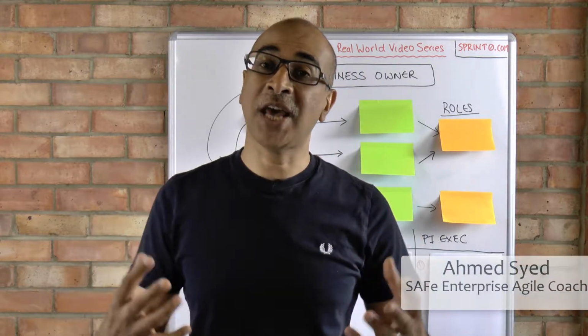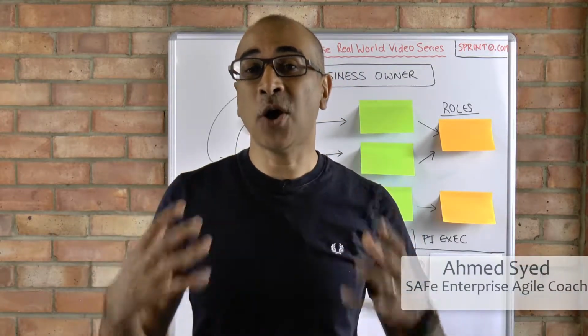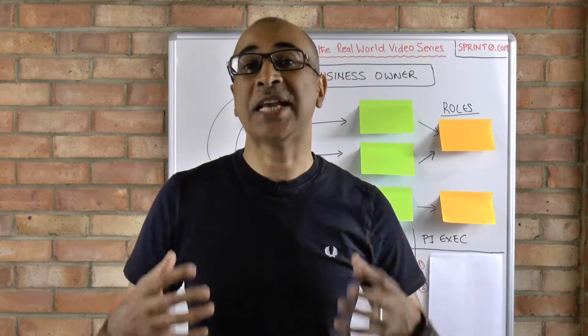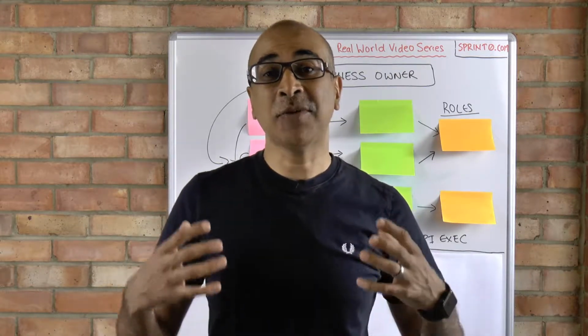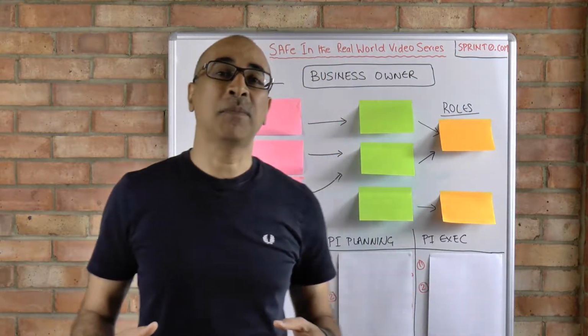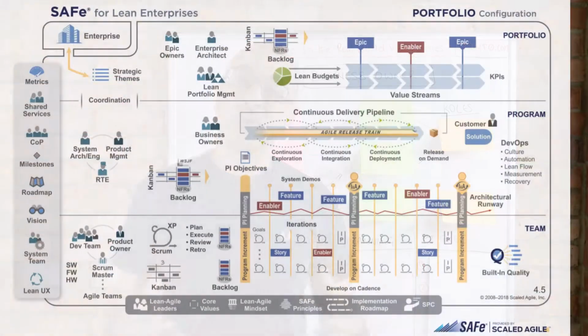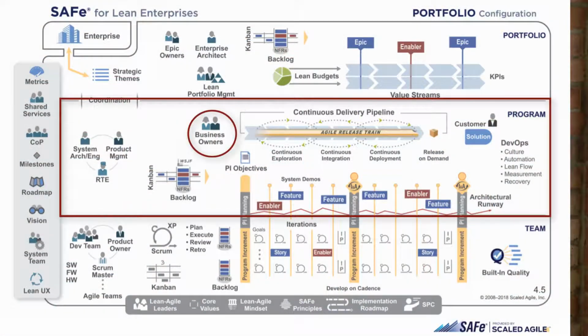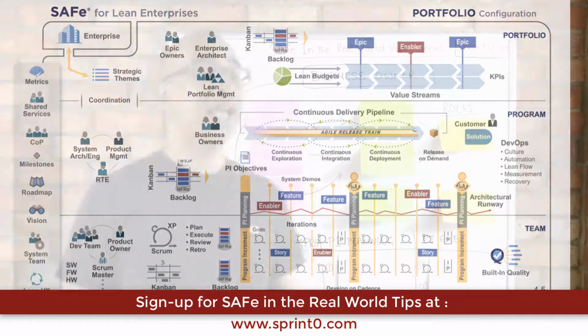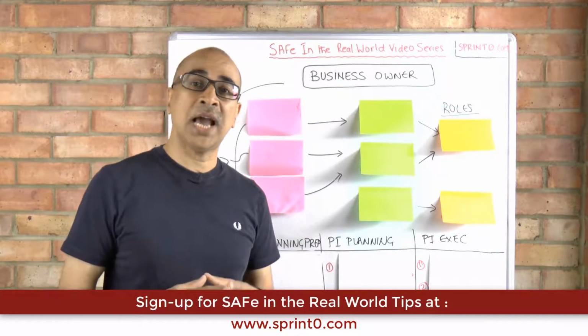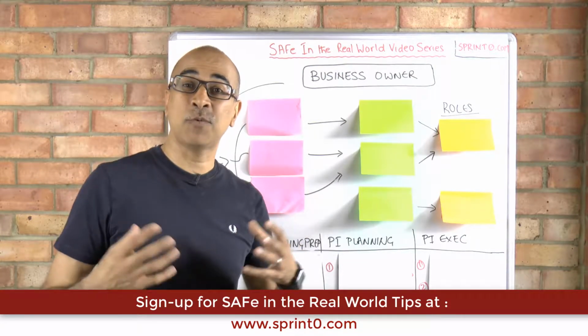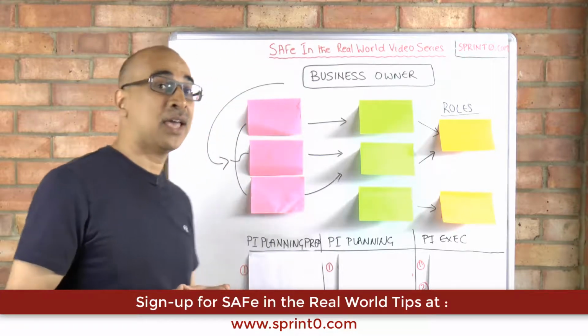I'm Ahmed Said, and today we're going to be talking about the business owner role in SAFe and how he or she can help you to determine whether your Agile Release Train is actually achieving your business objectives or your business outcomes. So, the business owner role in a Scaled Agile Framework program is responsible for determining and making sure that the Agile Release Train actually achieves the overall business outcomes and goals. So how does he or she actually do that? Now let's have a look at and work through the mechanics of that important role.